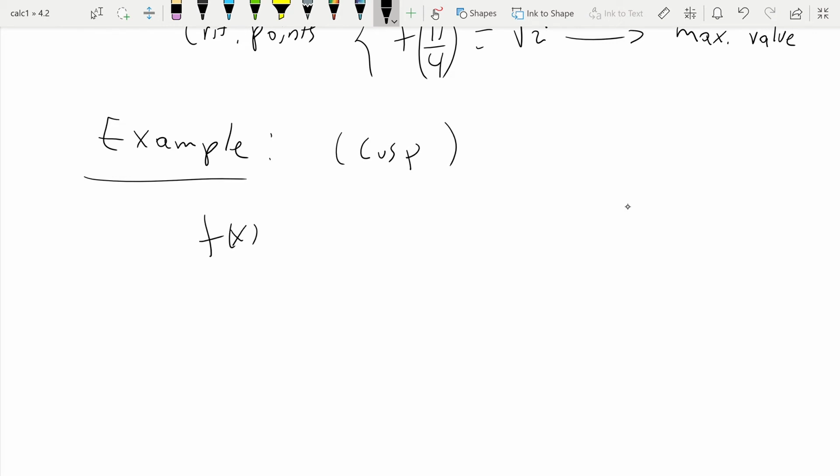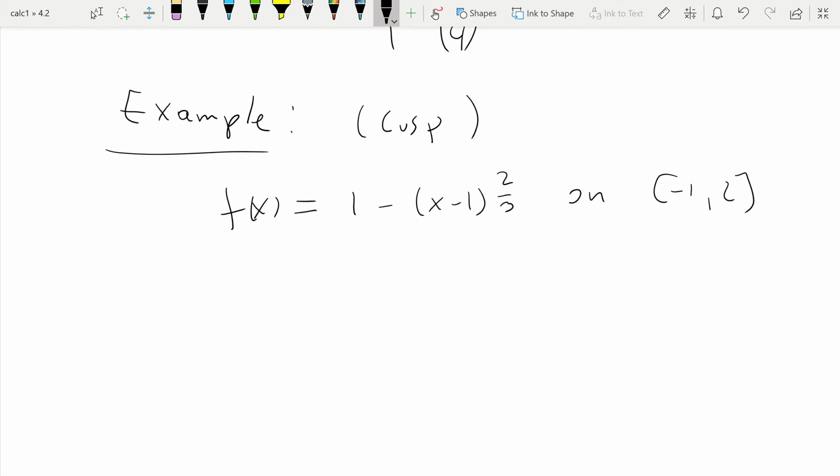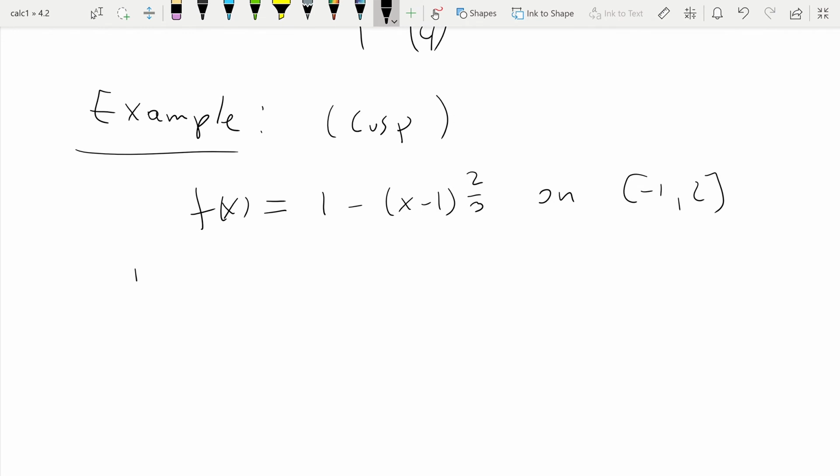So let's look at the function f of x equals 1 minus (x minus 1) to the 2/3, on the interval -1, 2. So find the extreme values on this interval.